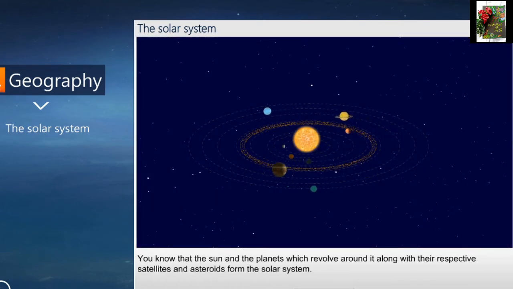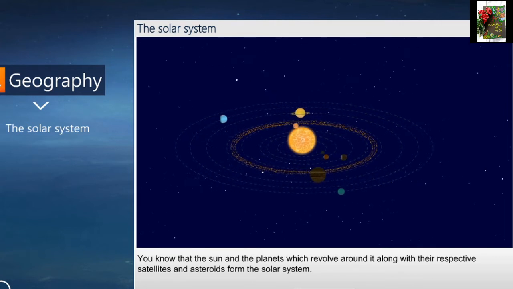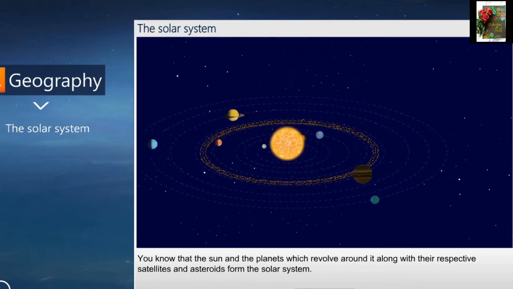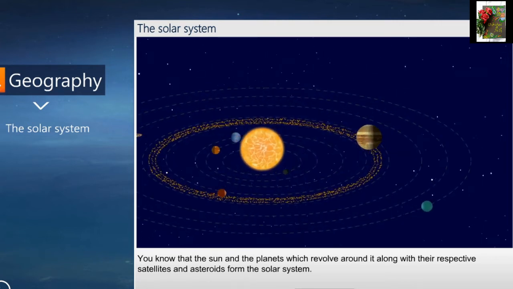You know that the Sun and the planets which revolve around it, along with their respective satellites and asteroids, form the solar system.